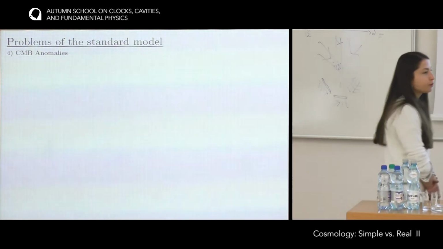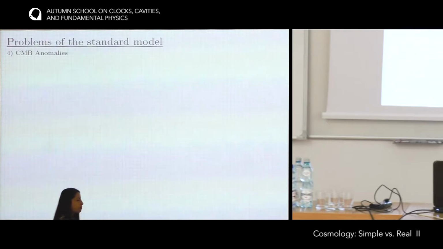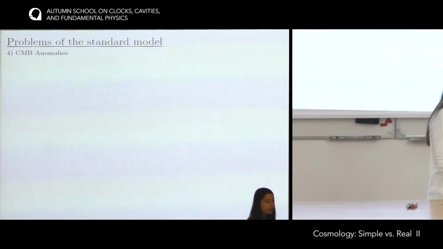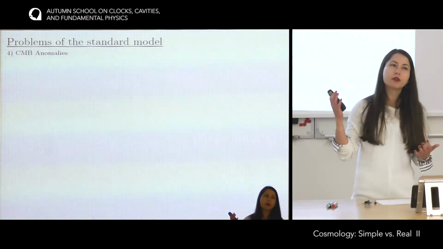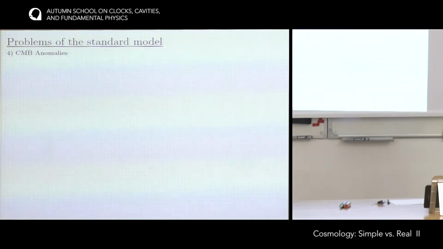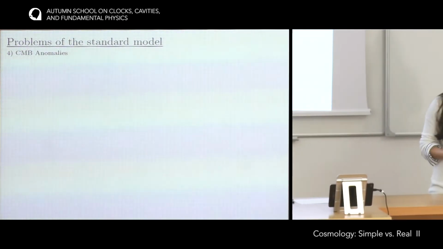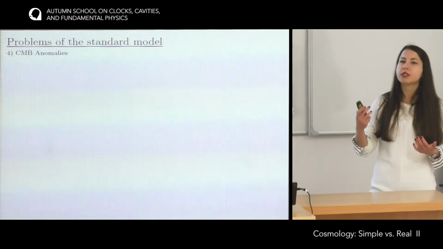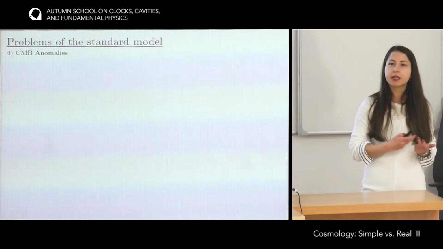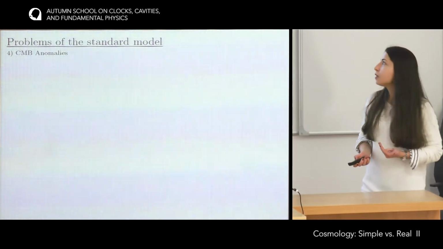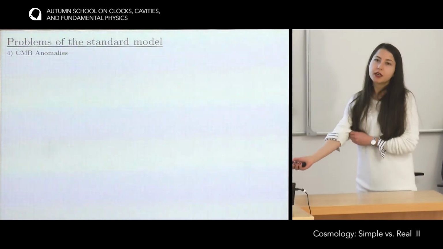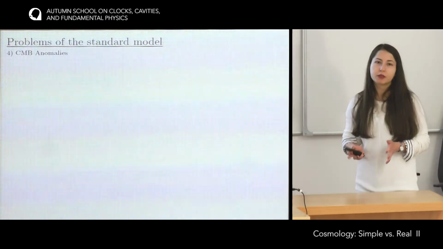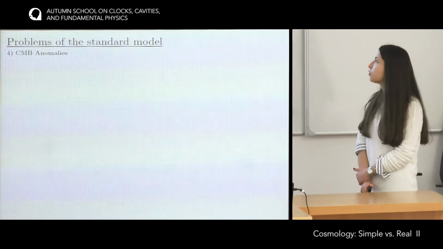Okay, the fourth problem. The fourth problem is about CMB anomalies. Yesterday I said that we observe an almost isotropic distribution, but there's an expected anisotropy in the temperature, and this is coming from the early universe quantum fluctuations. We can predict it, we can match the data to our model. But there are some anomalies that we didn't expect, and this is a puzzling problem for some of the researchers.